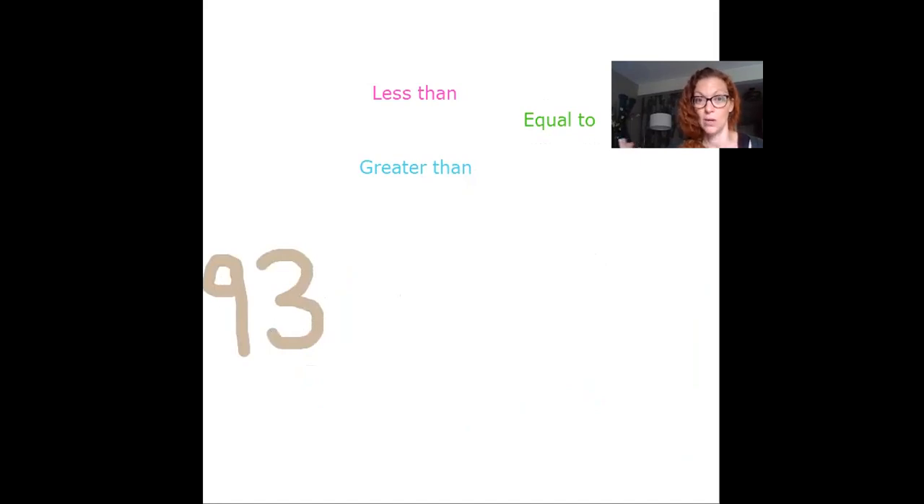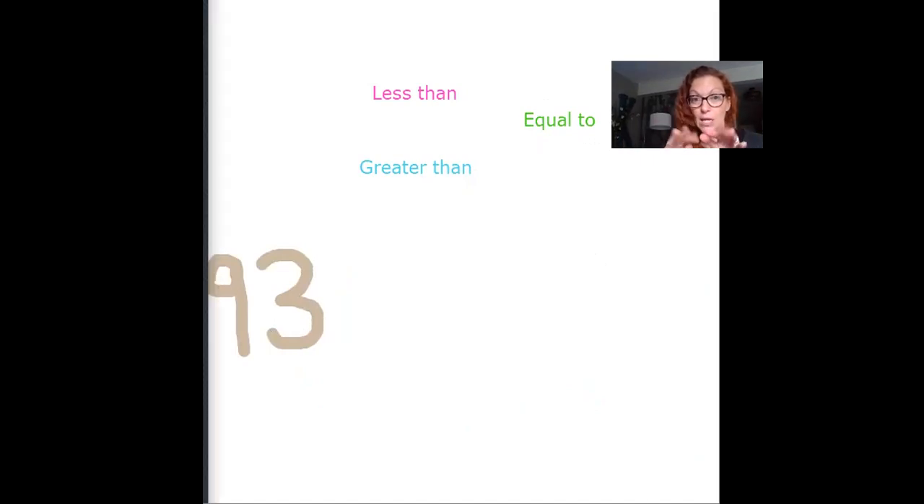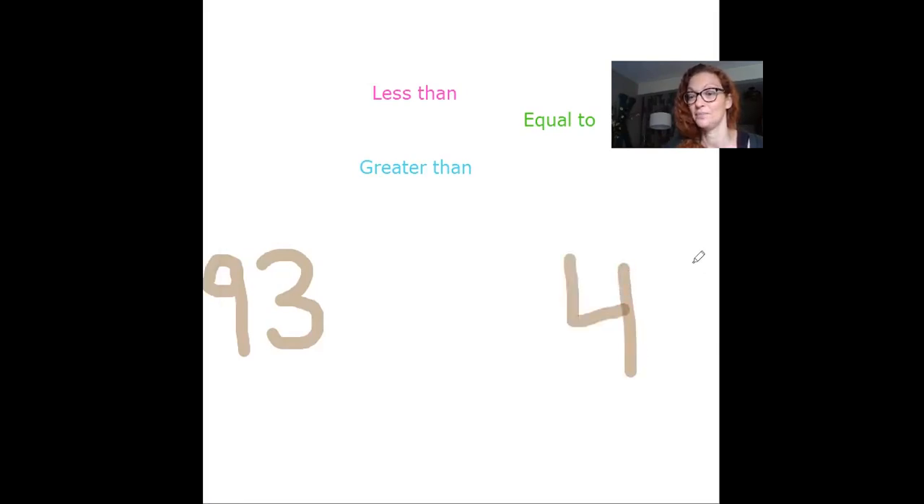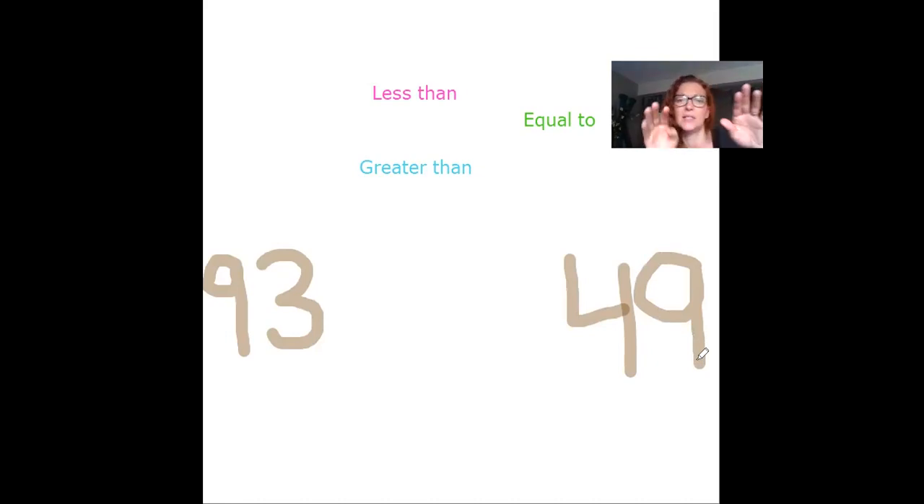I'm already wondering, are we going to do less than, greater than, or equal to? You see it? What number is it? 49. You got it. What do we look at? The tens place. We look at the tens place. You got it. So the tens place is this place.